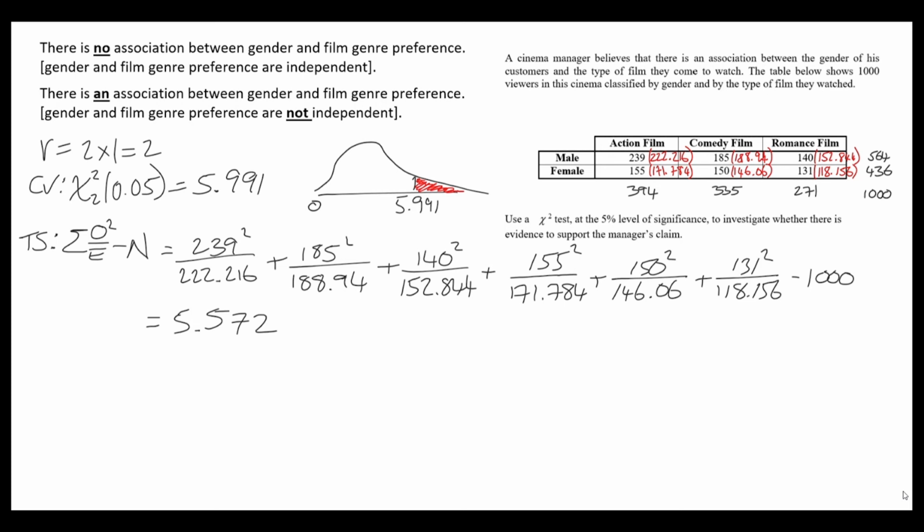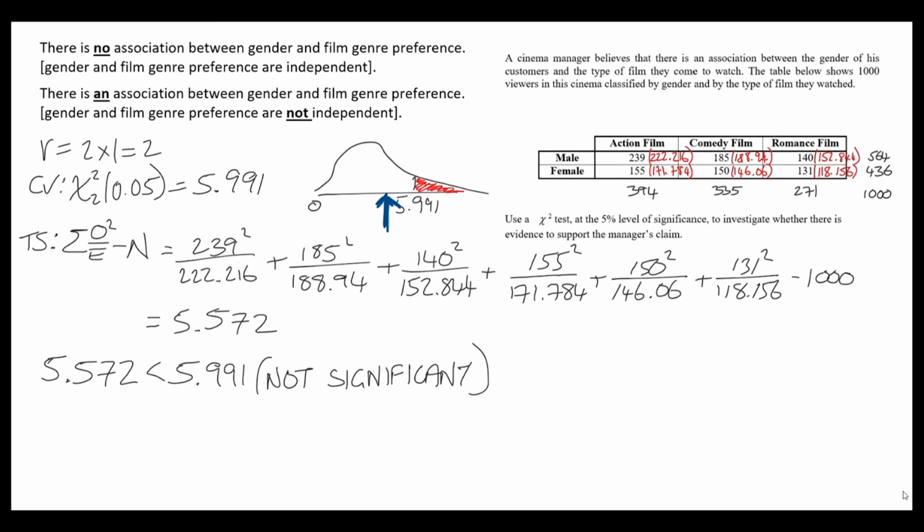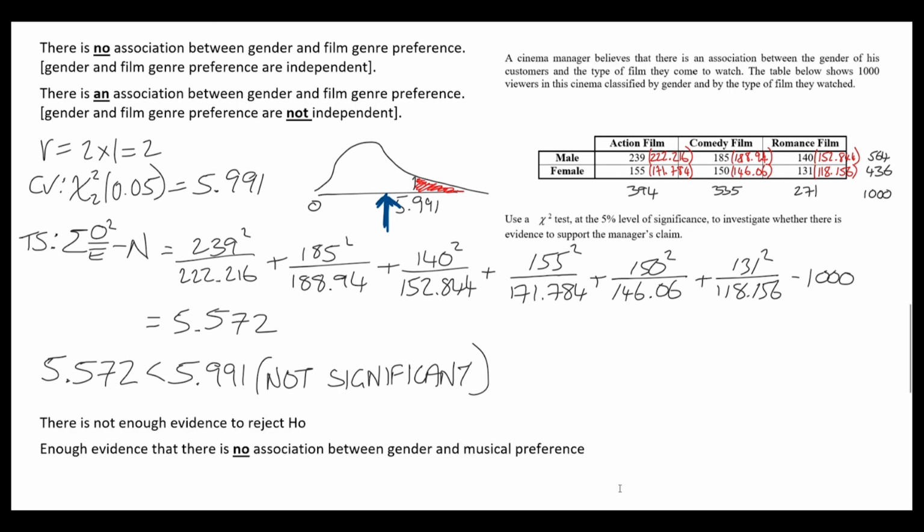So let's just check where that is. It's actually on the left-hand side of the critical value, so it is not a significant result. Let's just formalize that. 5.572 is less than 5.991. This is not significant. As always, we're going to end with our 2 conclusions, one of them mathematical, and then the second in context. So my mathematical conclusion is there is not enough evidence to reject H0, and in context, we have enough evidence that there is no association between gender and film preference. Those actually seem to be independent.